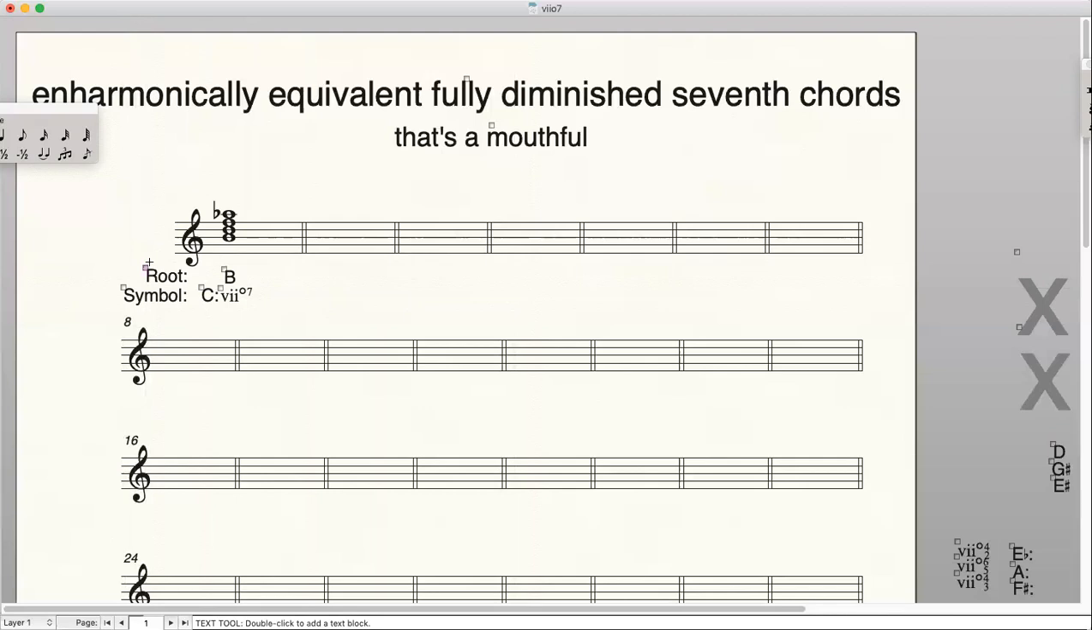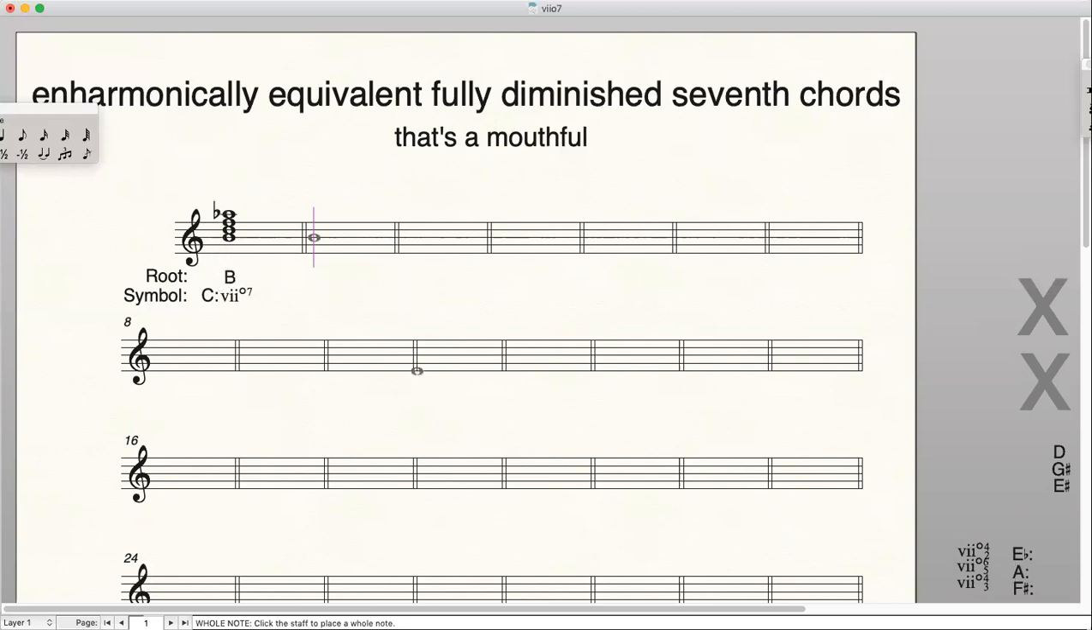Or you can tonicize either a major or minor key with that 7 fully diminished 7. So, in sum, the chord we spelled is the B fully diminished 7, and it would be used as the 7 fully diminished 7 in the key of C major or C minor. Now, here's where the cool stuff happens. What I want to do is respell this chord to reflect a different root.